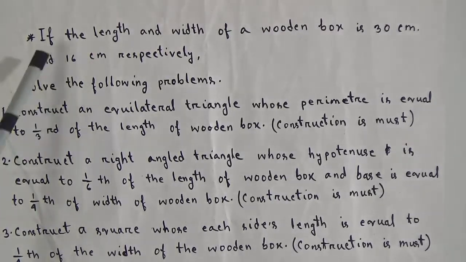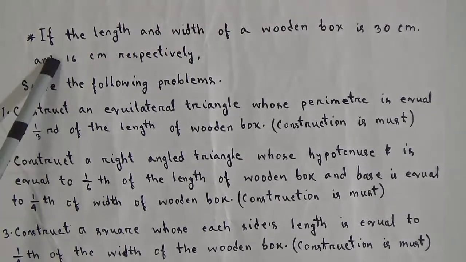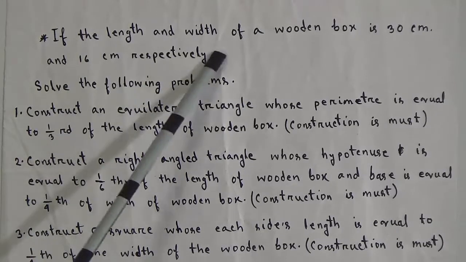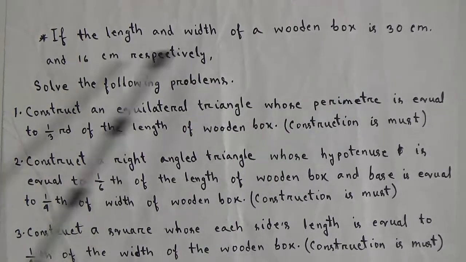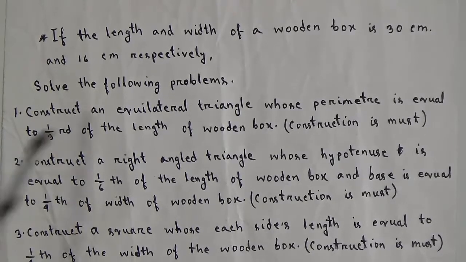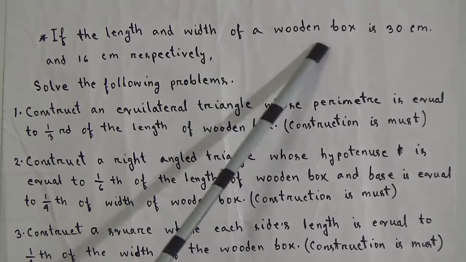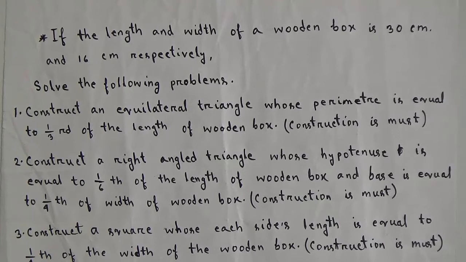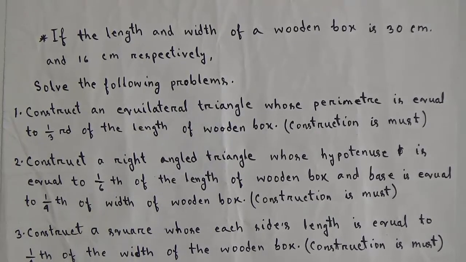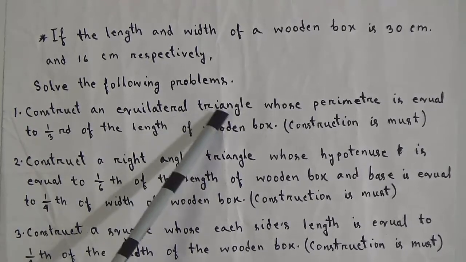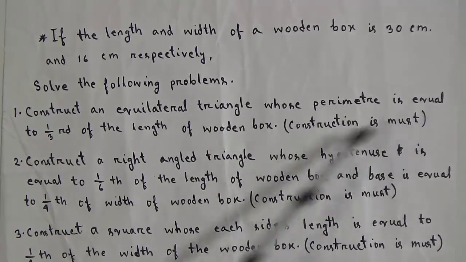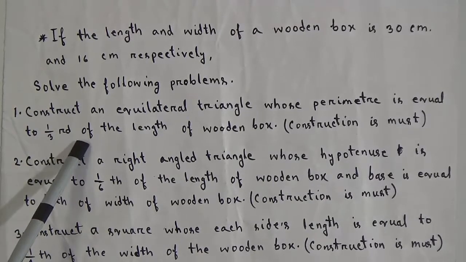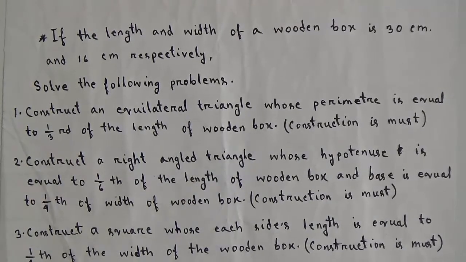Here in the stem, it is written that the length and width of a wooden box is 30 centimeter and 16 centimeter respectively. Solve the following problems. First number question is, construct an equilateral triangle whose perimeter is equal to 1/3 of the length of the wooden box.